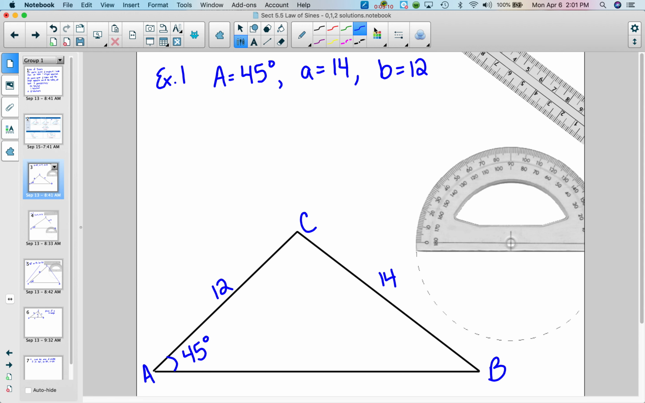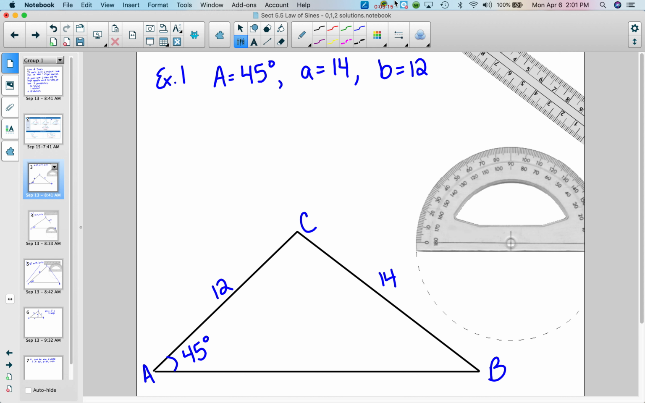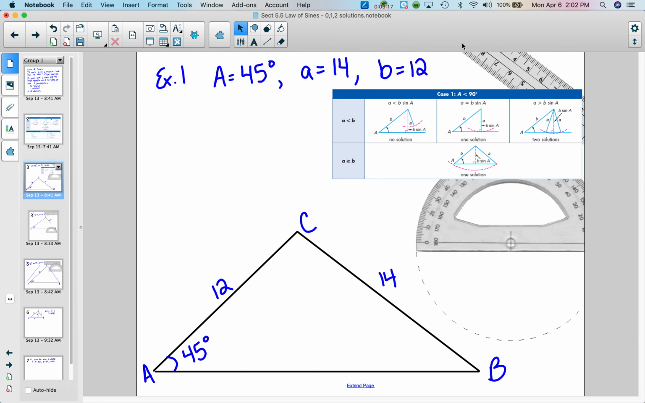As we go through now and set this problem up, I'm going to pull up the flow chart. Okay. So case 1, angle A is less than 90 degrees. Yep. So now we have two options. A is less than B? Nope, because A is greater than B. So we are on this one, and now this tells me there's one solution. As soon as you know there's just one solution, you just find it using the law of sines.